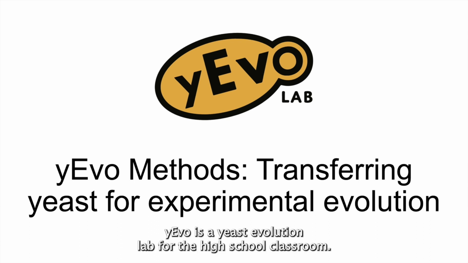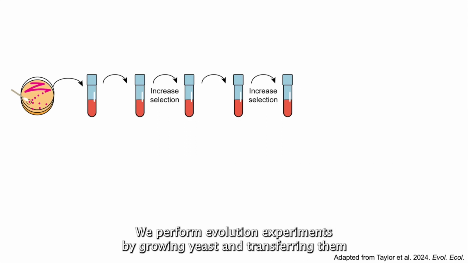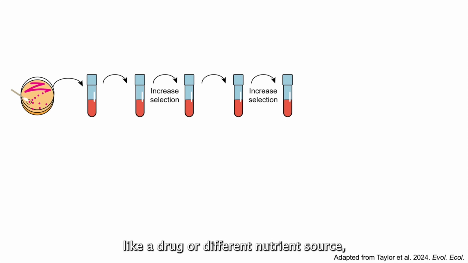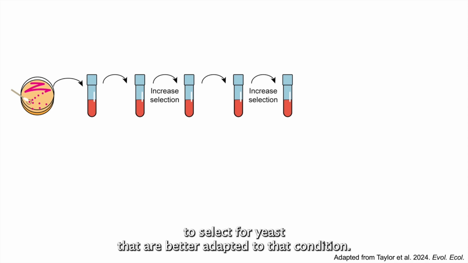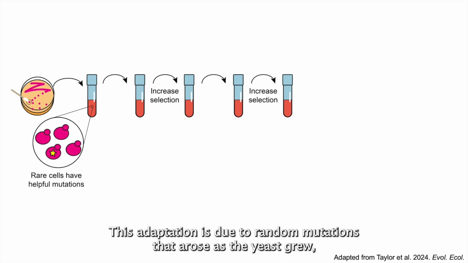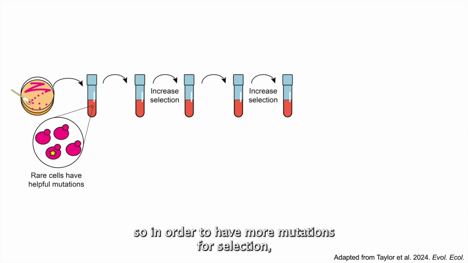yEvo is a yeast evolution lab for the high school classroom. We perform evolution experiments by growing yeast and transferring them to higher concentrations of our chosen selection, like a drug or different nutrient source, to select for yeasts that are better adapted to that condition. This adaptation is due to random mutations that arose as the yeast grew. So in order to have more mutations for selection, we need to grow the yeast for several weeks.